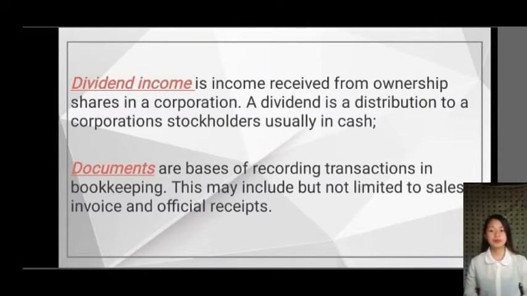Next is documents. Documents are the basis of recording transactions in bookkeeping. This may include but is not limited to sales invoices and official receipts. Documents in the accounting industry. Source documents include receipts, bills, invoices, statements, checks, or anything that documents a transaction. Anytime a business spends or receives money, a source document is created.